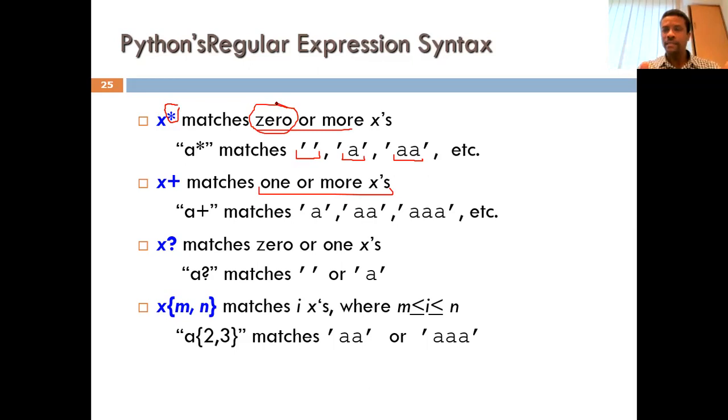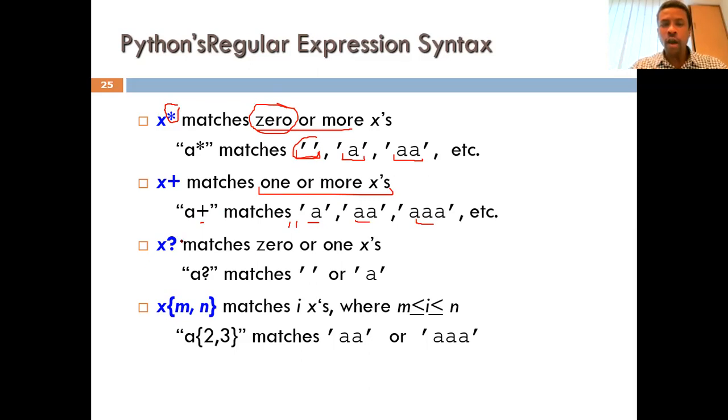Whereas with a plus, it is mandatory to appear at least once. So in this case, if you say A plus, then the empty set is not allowed. Because a plus sign means it should occur at least once. So one is possible, two is possible, three is possible. It goes on like this.